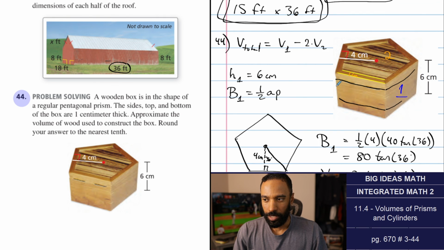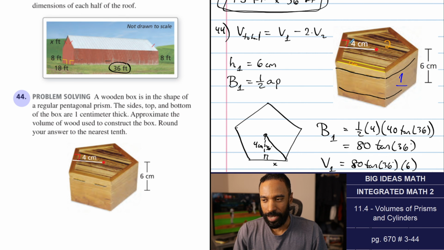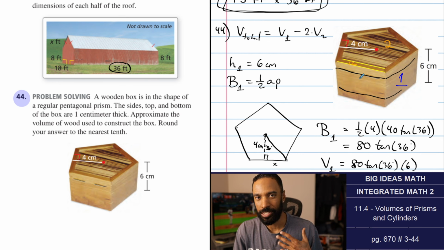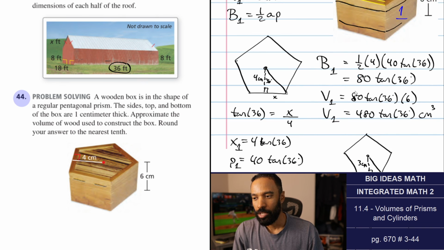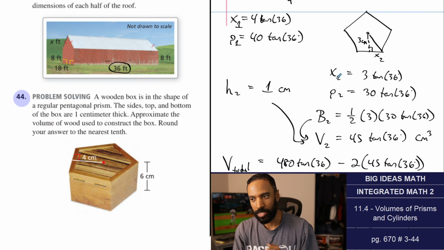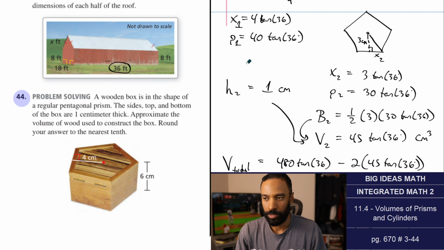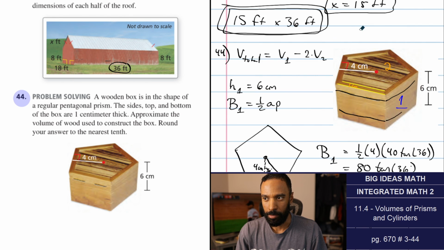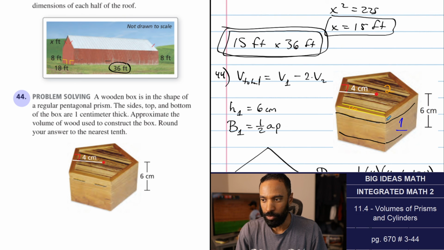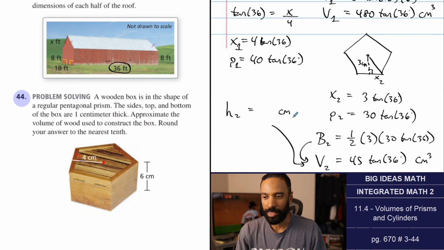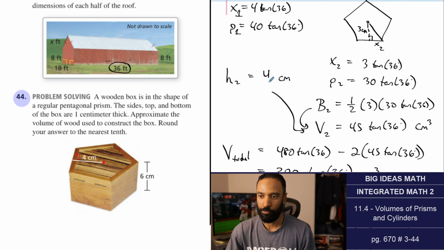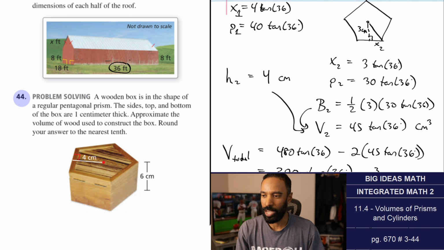So you're not cutting out from the top and bottom, you're cutting out from the inside, and there's still 1 centimeter on top and bottom. So the one change I need to make is the height of volume 2 is not 1 centimeter, it's 4 centimeters. If there's 1 centimeter removed from top and bottom, then 1 centimeter removed from 6 is 4.